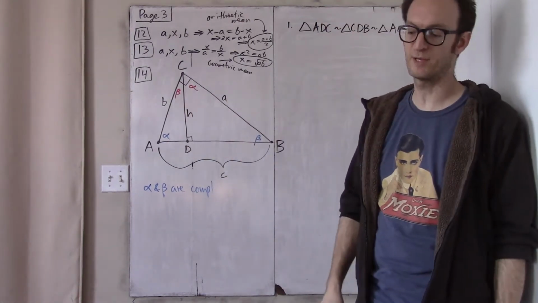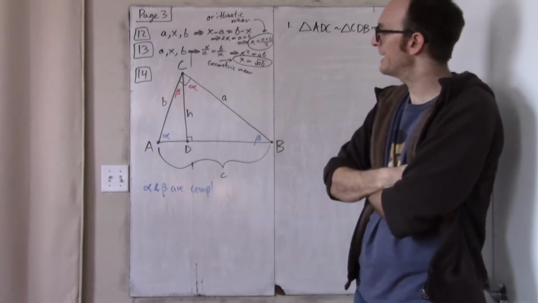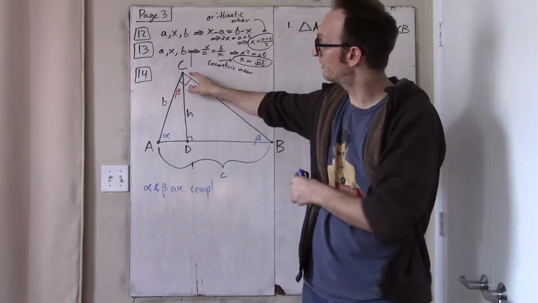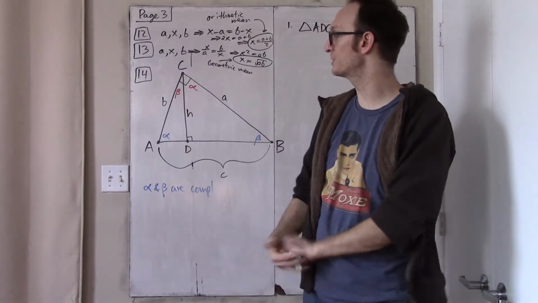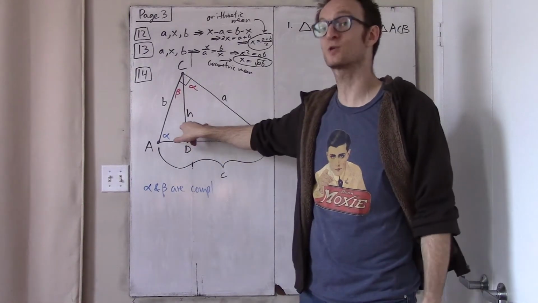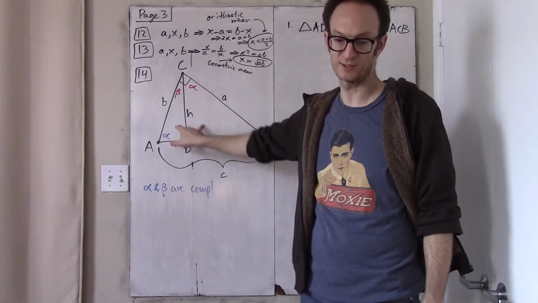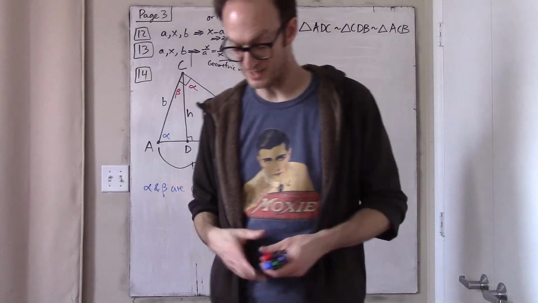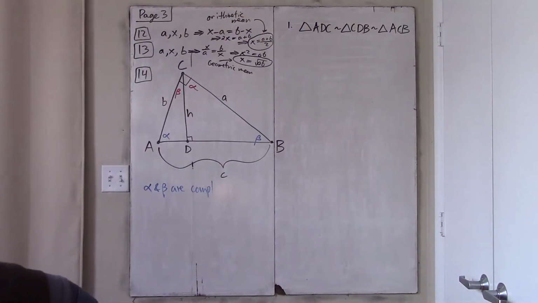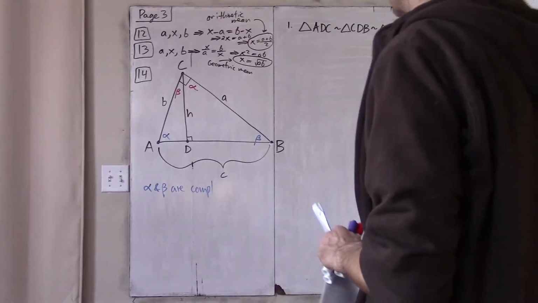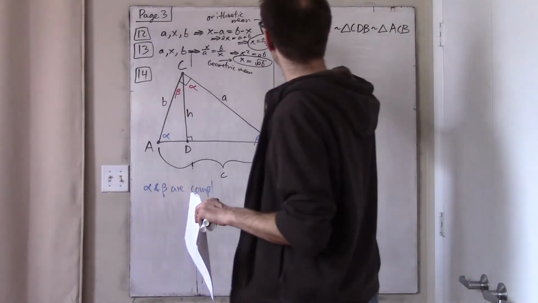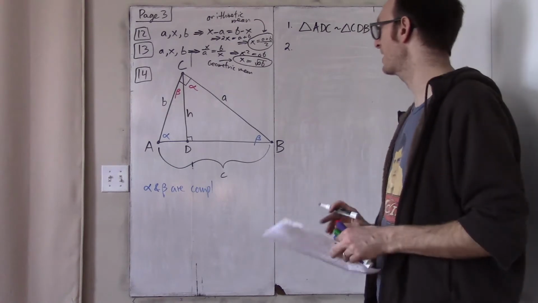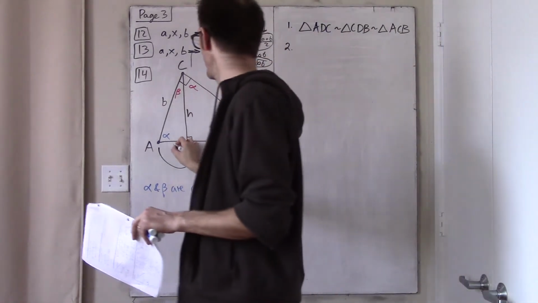So the big theorem here is that when you drop a perpendicular from the right angle to the opposite side, the hypotenuse, then you split the original right triangle into two smaller right triangles, each of which is similar to the original triangle and hence they're similar to each other. And now the rest is kind of easy. The next thing you were asked to prove is that h is the geometric mean of x and y. What are x and y?